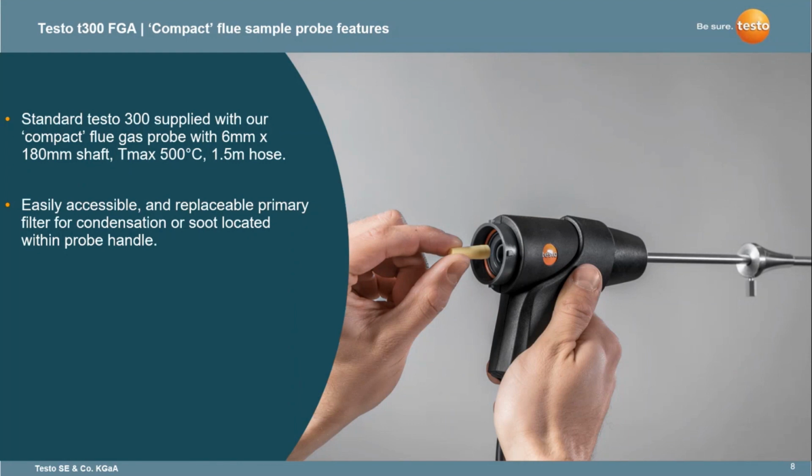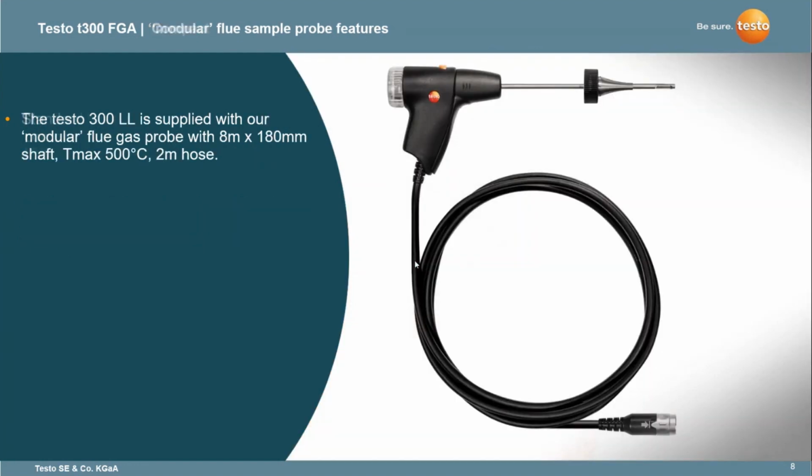For the LL, the commercial guys, they have a little bit more of a different requirement sometimes. So with the LL, you get what's known as our modular flue gas probe. It's slightly different from compact, looks very similar. 8mm shaft rather than 6mm, because obviously for a lot of commercial applications, it needs to be a bit more robust. 500 degrees C temperature max on the thermocouple again, 2 meters of hose.